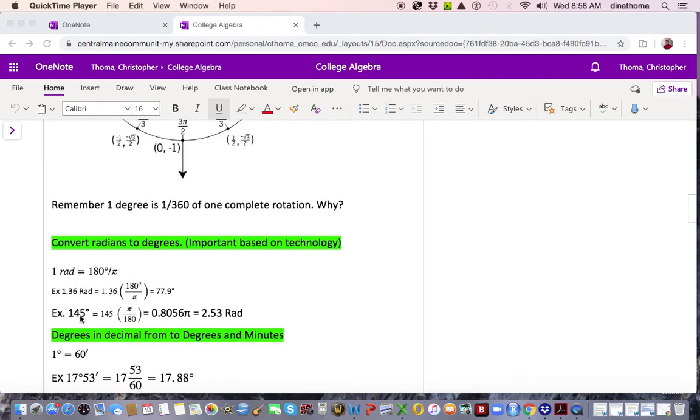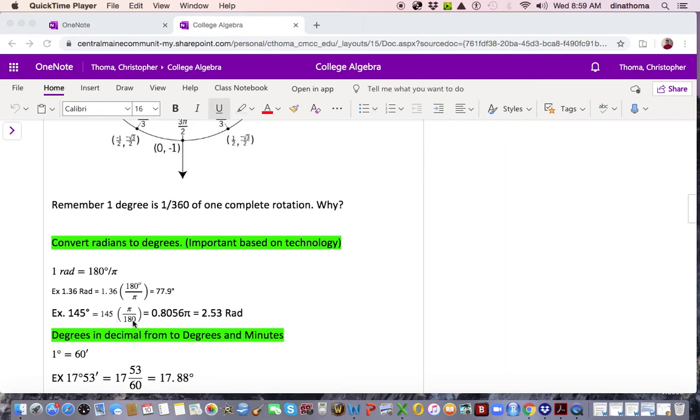If I want to go from degrees to radians, say I have 145 degrees, that equals 145, and now I flip it. And how I know how to flip it is, if I want the degrees in the answer, then 180 needs to be on the top. If I want to get the degrees out of the thing, then the 180 needs to be on the bottom. So 145 times pi divided by 180.